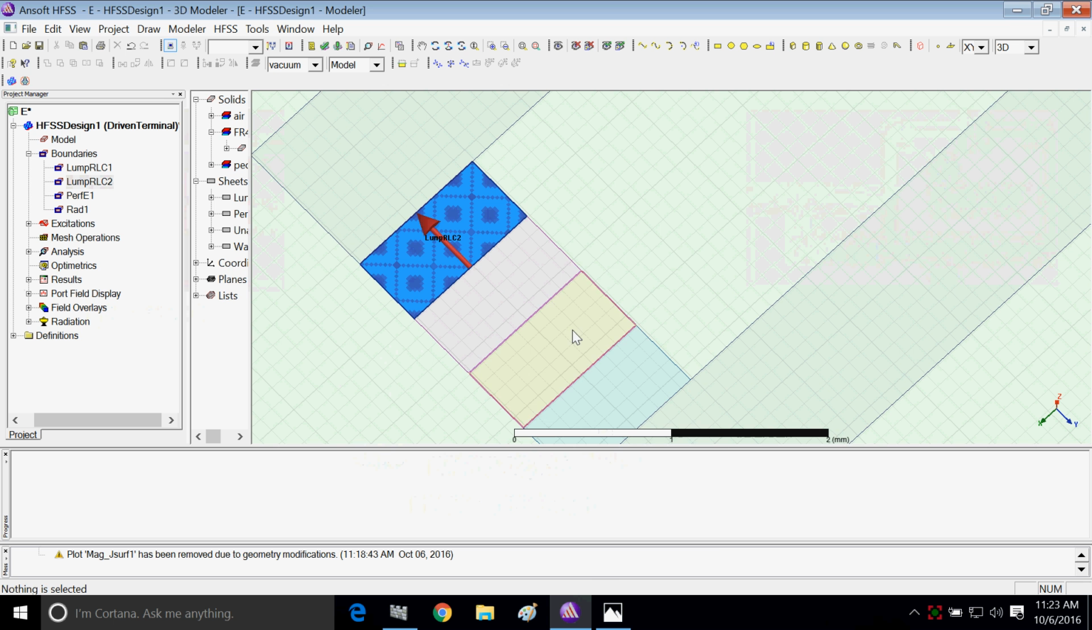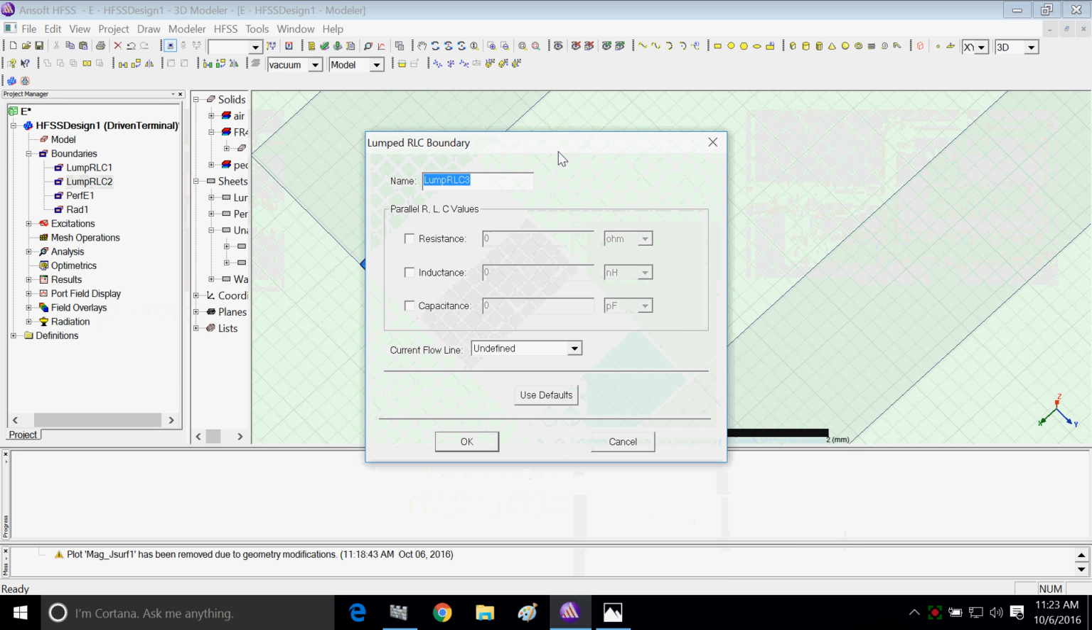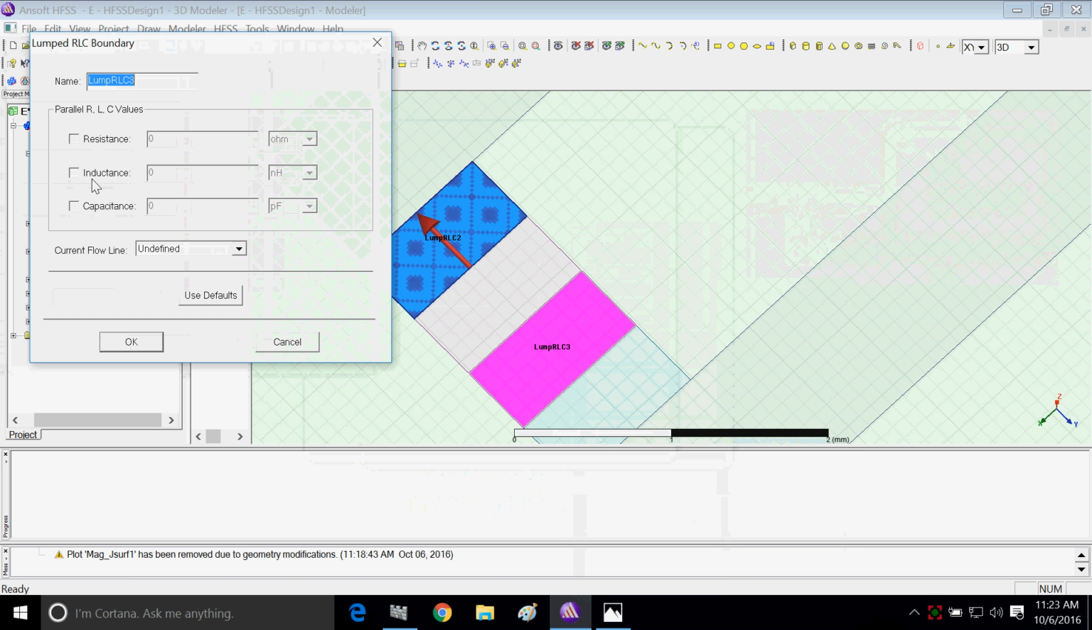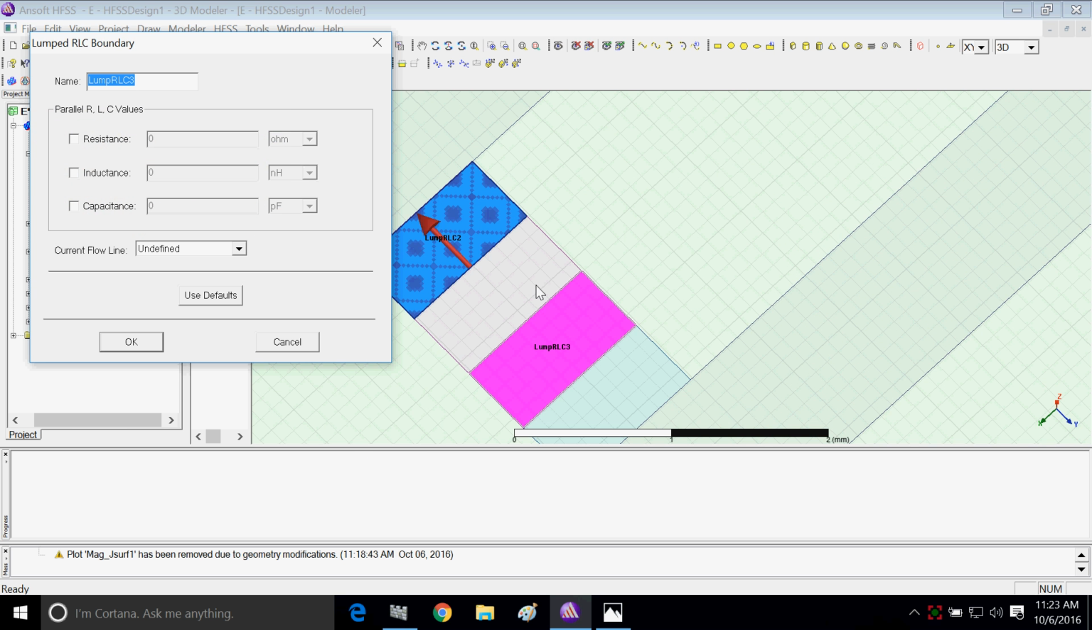You have seen assign boundary. There are three different values: resistance, capacitance and inductance. At a time you can provide all these values, but it will represent a parallel combination of resistance, inductance and capacitor. Since here we are expecting the series combination, one resistor and one inductor only, that's why I have taken two different sheets. One will represent inductance, another will represent resistance.